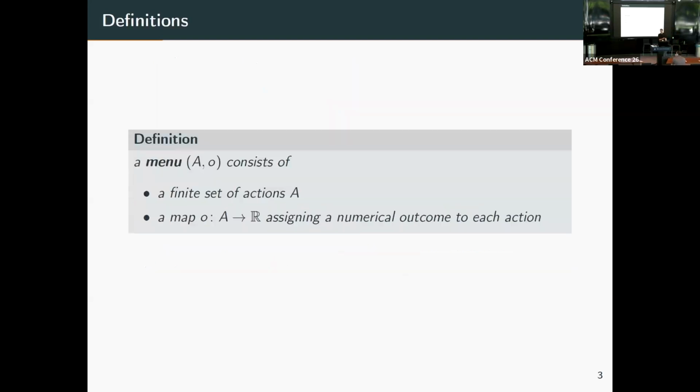A single decision instance is modeled as a menu. This menu is a pair, A-O, where A is a finite set of available actions, and O is a map that assigns a certain numerical outcome to each action in our menu. And it's convenient to think of these outcomes as some monetary rewards or costs associated with this.